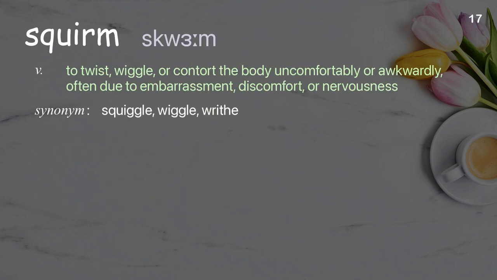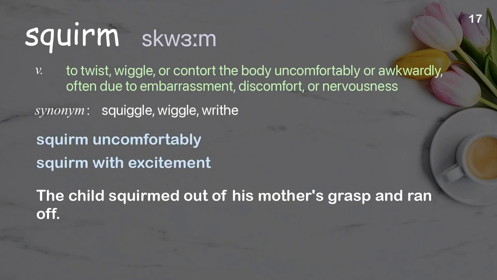Squirm: to twist, wiggle, or contort the body uncomfortably or awkwardly, often due to embarrassment, discomfort, or nervousness. Examples: squirm uncomfortably, squirm with excitement. The child squirmed out of his mother's grasp and ran off.